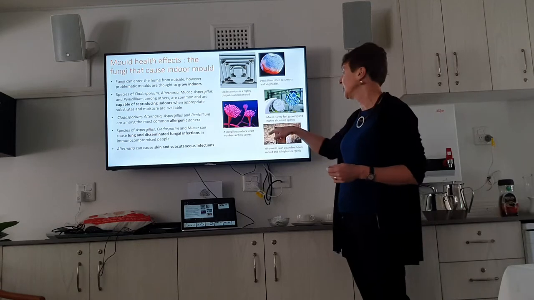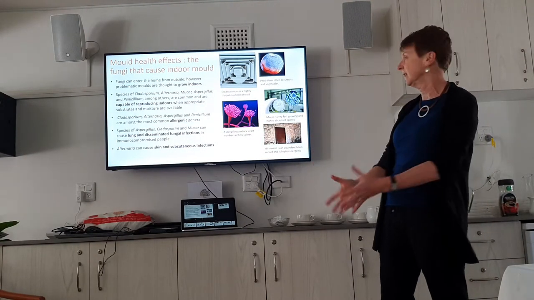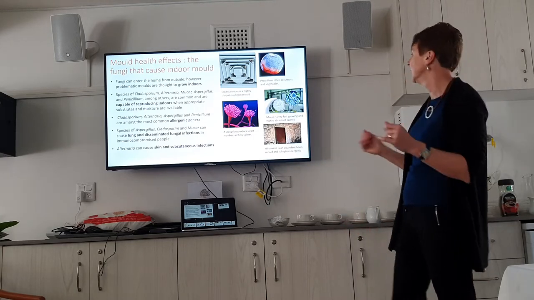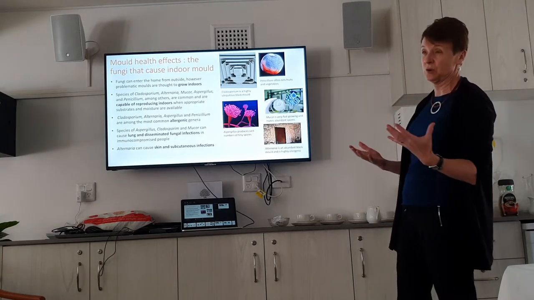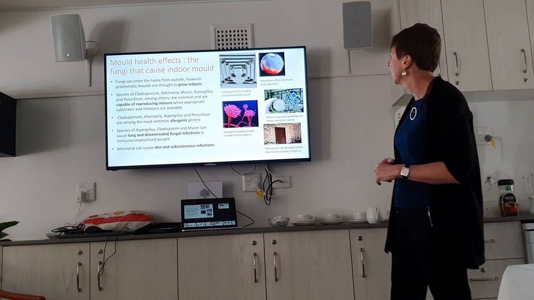And the genus, the species that causes that is called fumigatus, with fumi meaning smoke. So it looks like smoke and you can get lots of it in the environment. But you've probably done that and it hasn't caused you any trouble because we are highly resistant to these fungi.